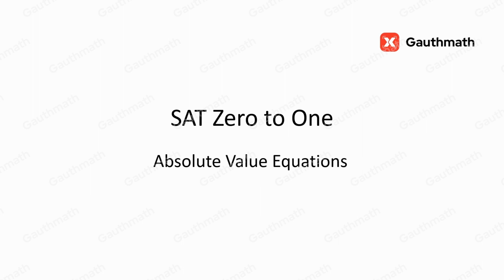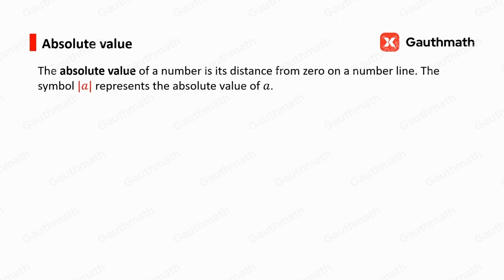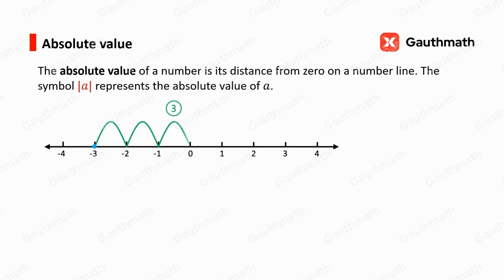Welcome to SAT 021. The topic of this lesson is absolute value equations. The absolute value of a number is its distance from 0 on a number line. The symbol, two vertical bars with a in between, represents the absolute value of a. So we have a number line, and we look at -3, and the absolute value of -3 should be the distance from -3 to 0, and that's 3. So the absolute value of -3 is 3.